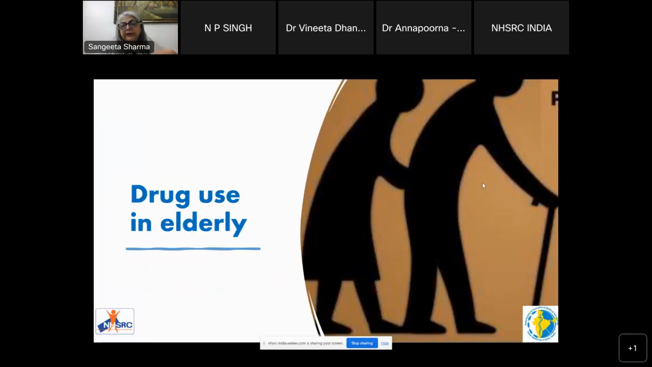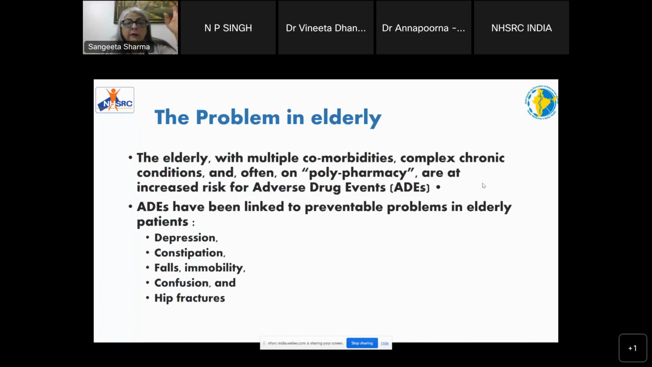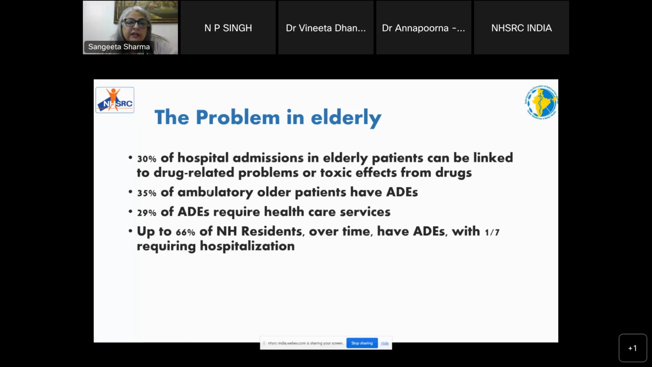Now, coming to drug use in the elderly, this is another area. Usually the problem is that they have multiple comorbidities. They have complex chronic conditions, and they are often on polypharmacy. So therefore they are at most risk of adverse drug events. Adverse events which are preventable are depression, constipation, falls, immobility, confusion, and hip fracture. All these may be happening because they have been receiving inappropriate medicines for their age group.